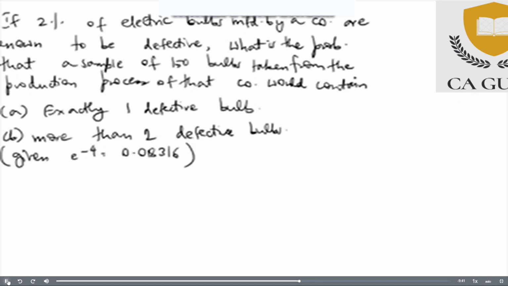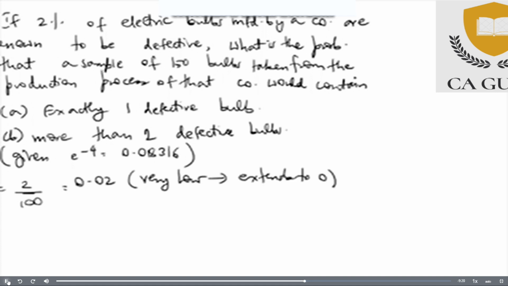Okay. Now in this question, let us first take the details given here. Probability is equal to 2 by 100, which is 0.02. Okay, probability is very low. So this is very low. This extends to 0 and n value is 150. This is very large, too large, extends to infinity.